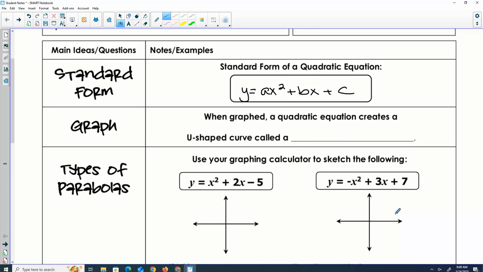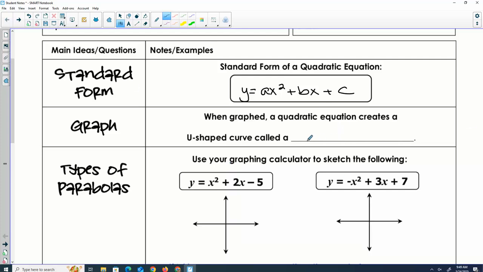The a, b, and c just represent coefficients, so they could be different numbers. The key thing, if it's quadratic, then you have a square. In standard form, kind of like we had on our test, that's the highest to lowest power. So that's why your x squared is written first.